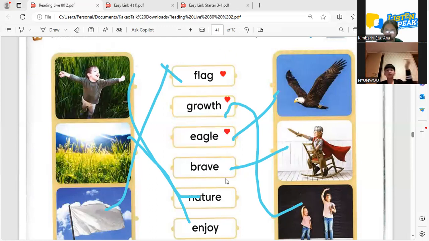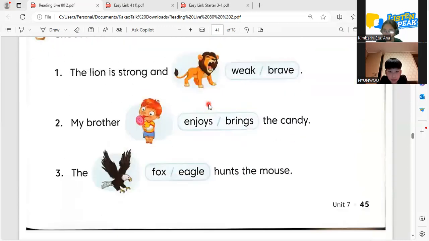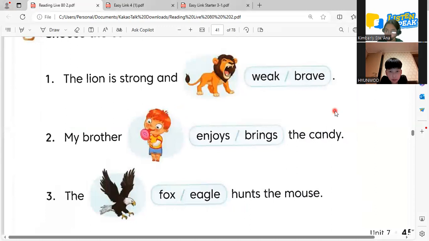Thank you very much, Hyeonwoo. You did great. And I think we're ready for this one. Let's try. Can you please use your pen so we can complete these sentences, please? The lion is strong and brave.